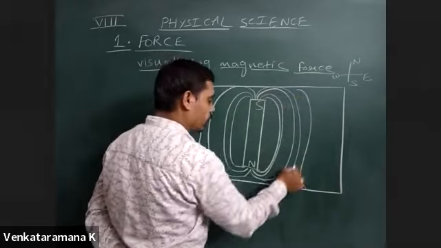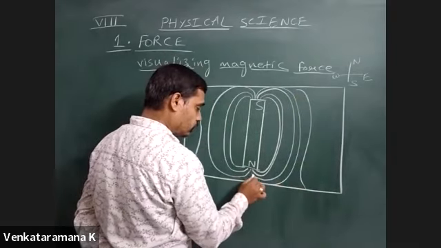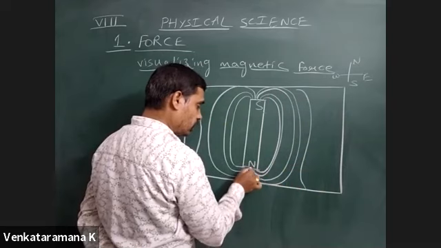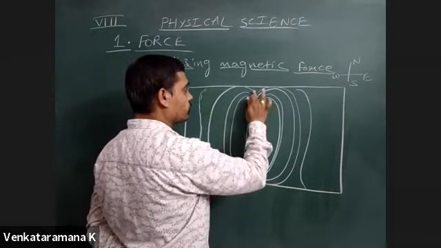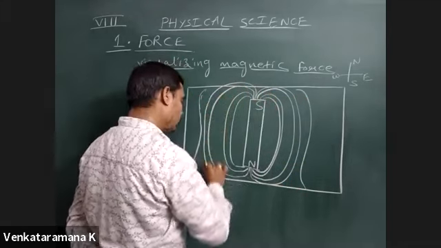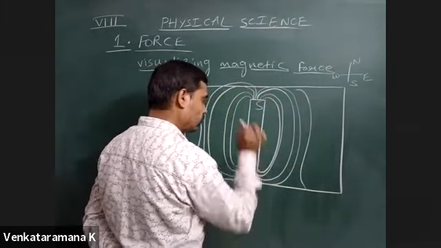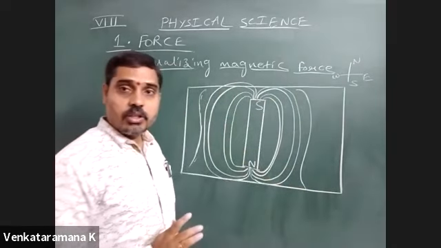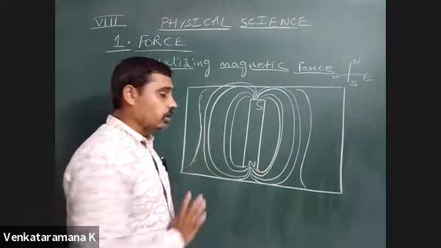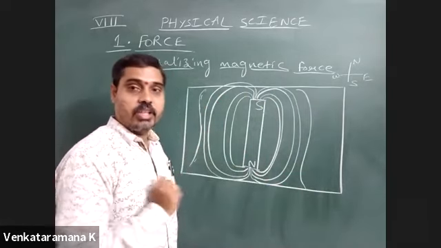One more line let me draw. They won't intersect. They are closed loops. Loop means it doesn't have any end point. In this way, in a certain pattern, in a uniform way, or in a certain designed way, they will form.